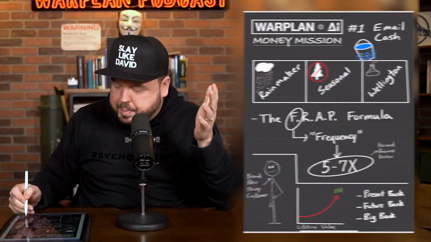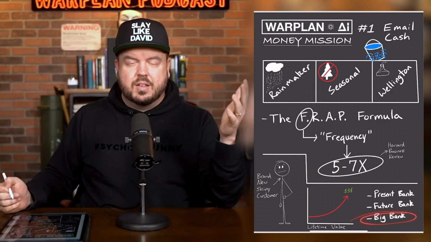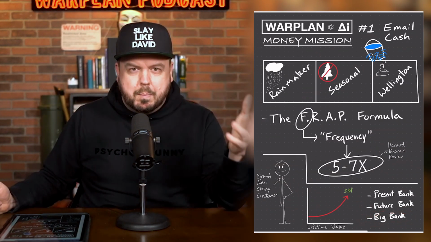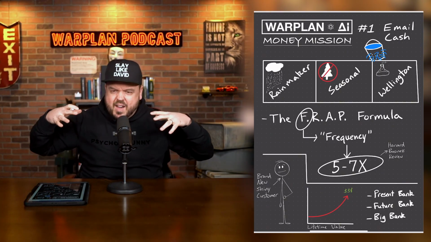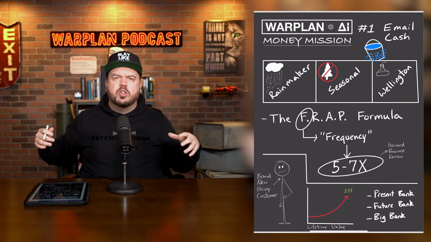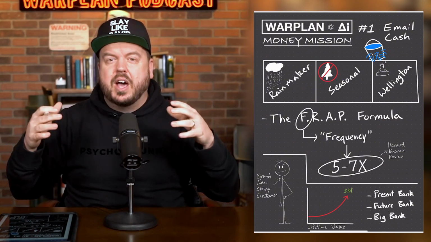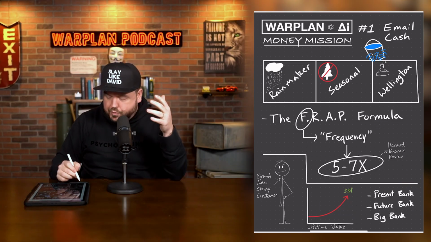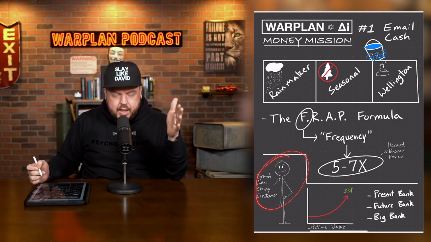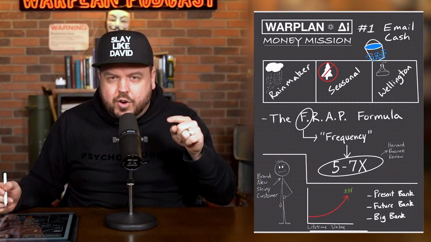And so you get the today money, which is the present bank. Then you get the lifetime value money, which is the future bank. And then the big payday for you is if you decide to exit your business someday. We call that big bank. That's the enterprise value of your whole business. And we want to have massive amounts of customers, but we also want a high lifetime value for all of the customers. And that's what a good email system can do for you. We want to get brand new shiny customers. Yes, we want to keep them in our bucket forever and not let them leak out.